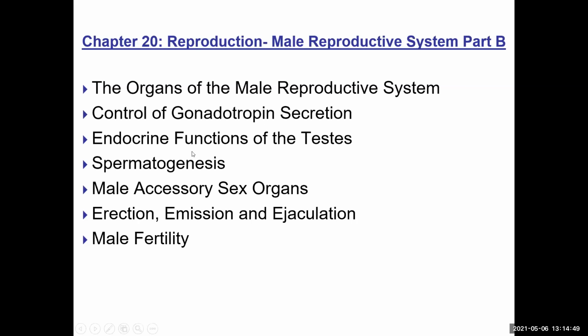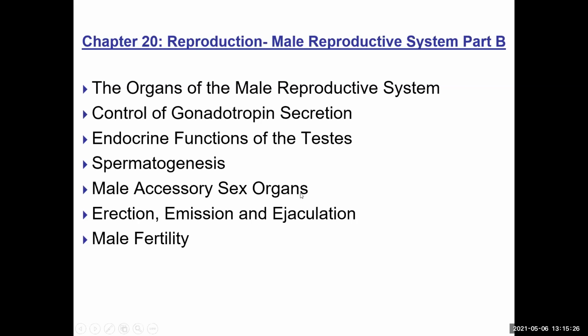Then we will talk about the endocrine function of the testis, how the testis acts as the organ to make sperm, as well as an organ which produces testosterone, which makes the male male, okay? Then we will talk about the processes of spermatogenesis, the steps in sperm formation inside the testis. Then we will talk about male accessory sex organs, which carry sperm from the testis up to the penis and then deposit it in the vagina during sexual intercourse.